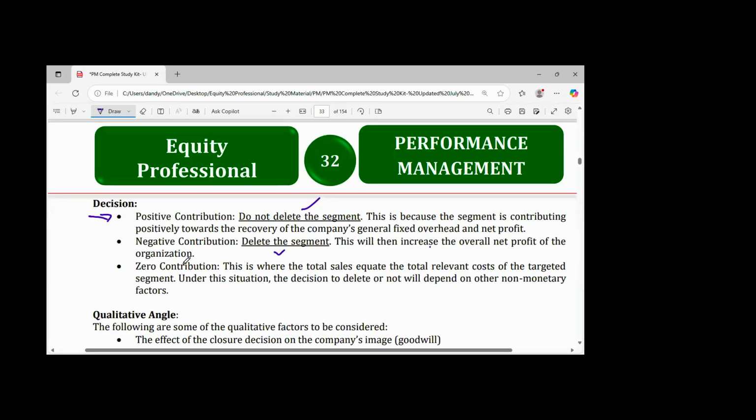But under zero contribution, what are you supposed to do? When there is zero contribution, that is total sales, your cash inflow equal to the cash outflow, your total sales equal to the total relevant cost of the affected segment, then your advice should be that the company can either delete or not delete the segment depending on other qualitative factors. Therefore, what are the qualitative factors you need to take into consideration under deleting of a segment?